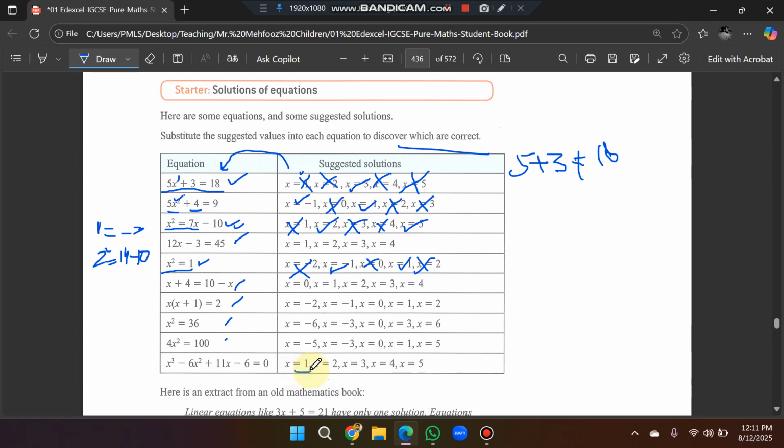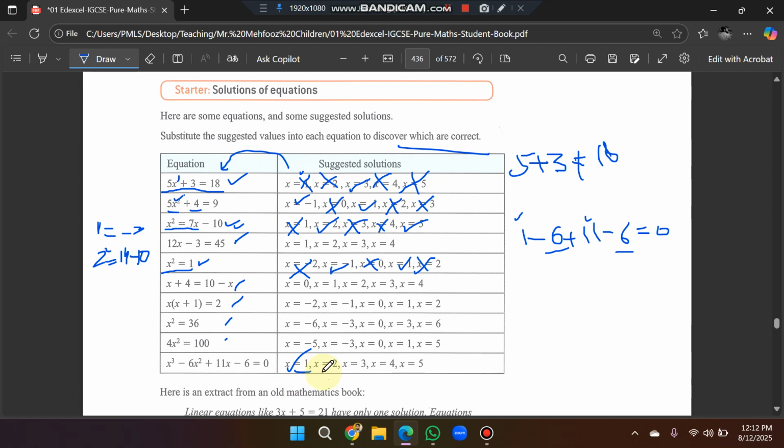We have to put x equals 1. When we put x equals 1, 1 cubed equals 1, minus 6 times 1 squared is also 1, plus 11 times 1, that is also 11, and minus 6 equals 0. So you can see that this is plus 1, this is plus 11, that is 12, and this is minus 12. So 12 minus 12 equals 0. So it means that x equals 1 is your solution, because on the left hand side we have 0, on the right hand side we also have 0.